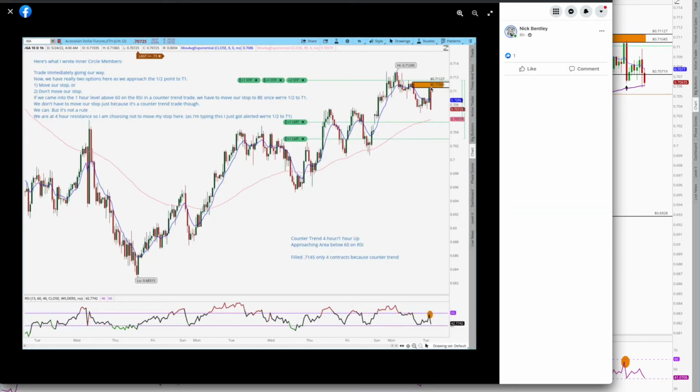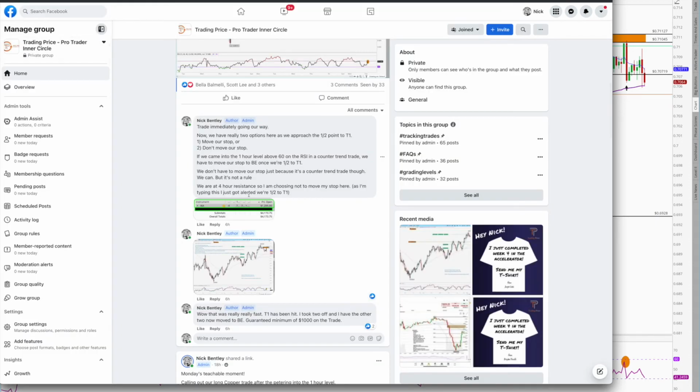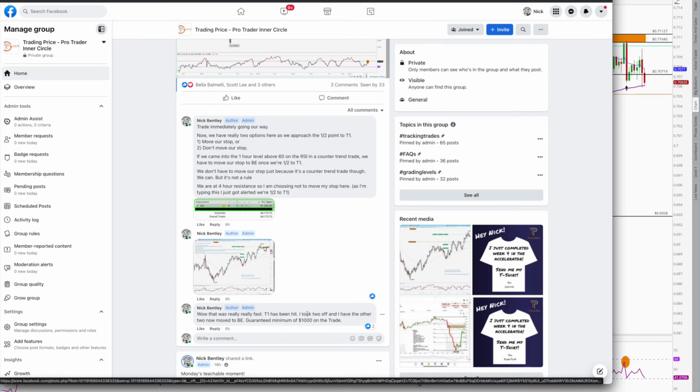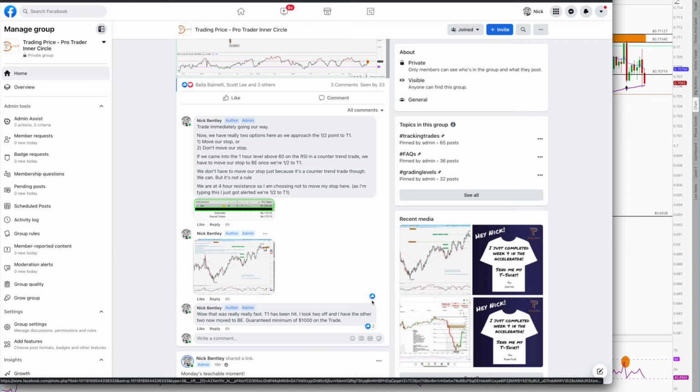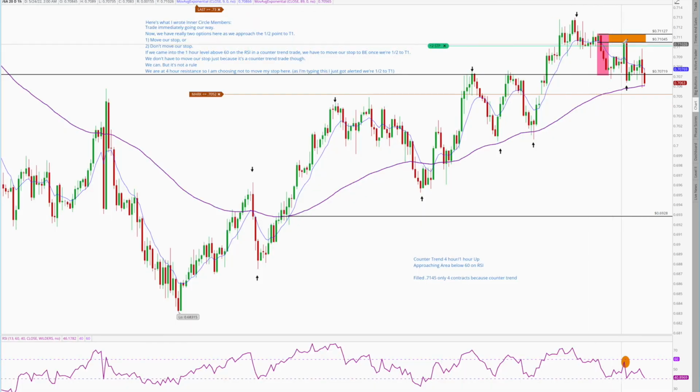And this is what happened, obviously. We hit T1, and that was really fast. T1's been hit. I took 2 off. I have the other 2 now moved to break even, guaranteed a minimum of $1,000 on the trade. So we are absolutely talking about what happens here in the trade. But for the teachable moment, guys, we come into a level below 60 on RSI, counter trend trade. That's why we moved the stops the way that we did. T1 was hit. That allowed us to move our stop, and now we're just letting price play out.